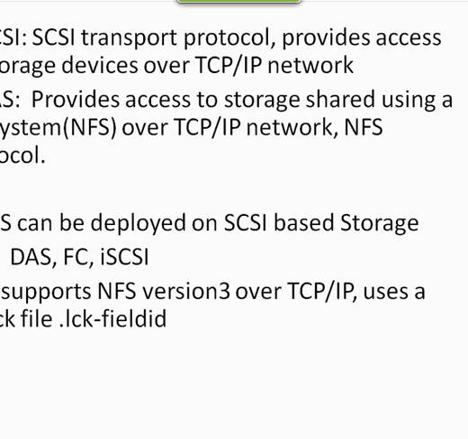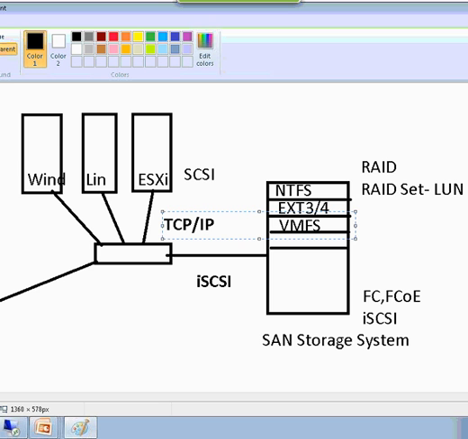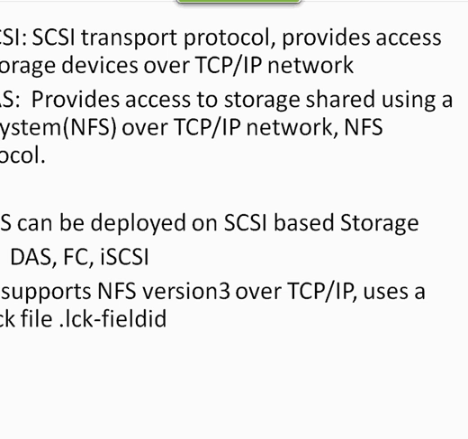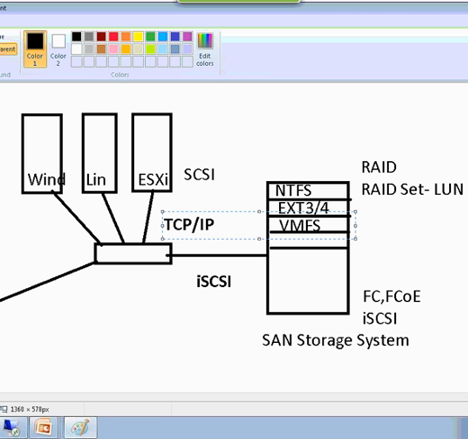Then comes NAS. What does NAS do? It provides access to the shared storage using a protocol, or we call it a file system, NFS, which stands for Network File System, over a TCP/IP network. It uses the NFS protocol. Fine. In NAS, guys, we are not accessing blocks, but we are accessing folders basically. No doubt these are termed NFS Network File System, CIFS, SMB. They are called file systems, but basically these are protocols.